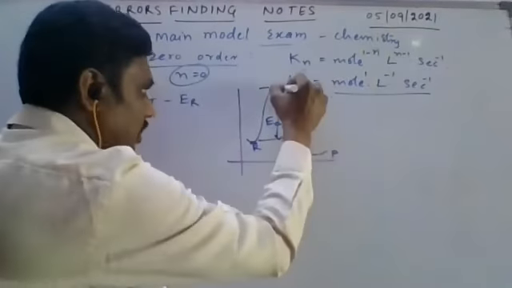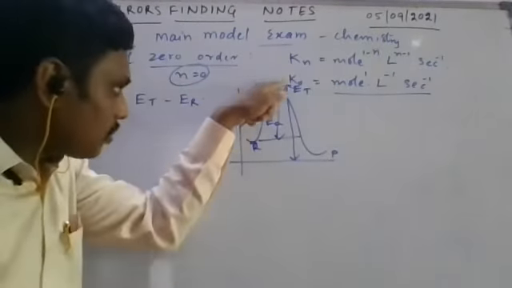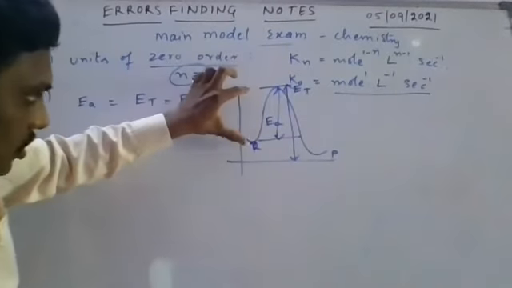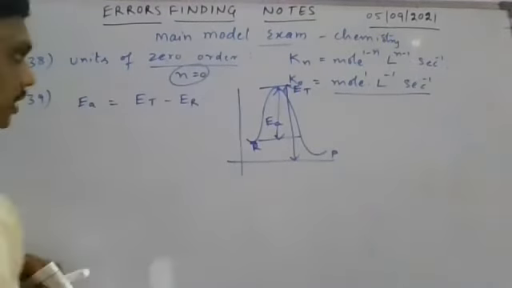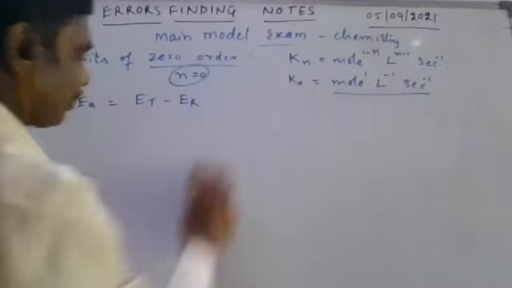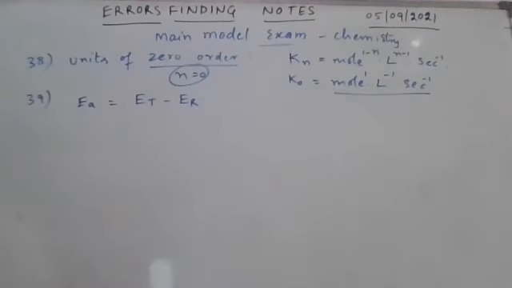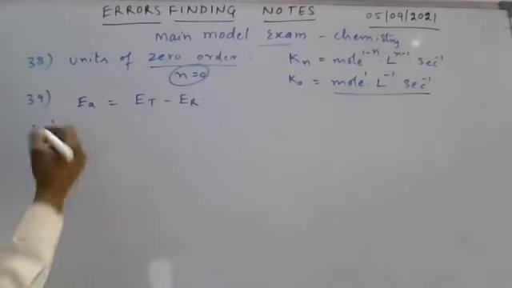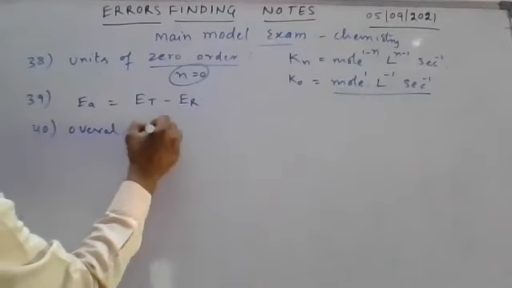Up to here, this is the threshold energy. The reactant molecule is already present here, and to overcome the energy barrier it requires how much? This much amount of energy. This energy is called activation energy. So threshold energy minus energy of reactant molecules is called activation energy. Question number 40, overall order.